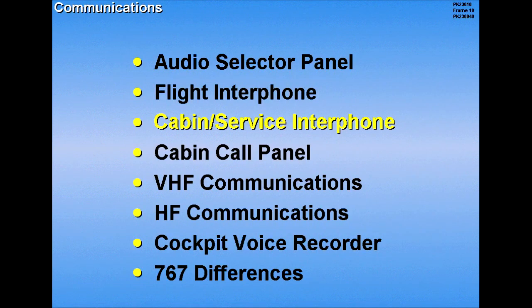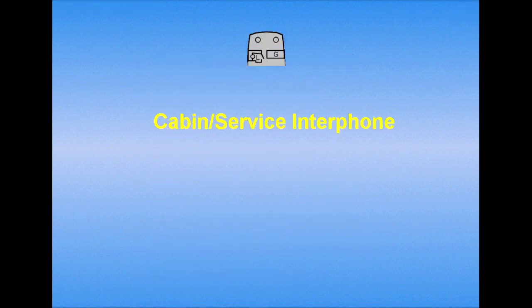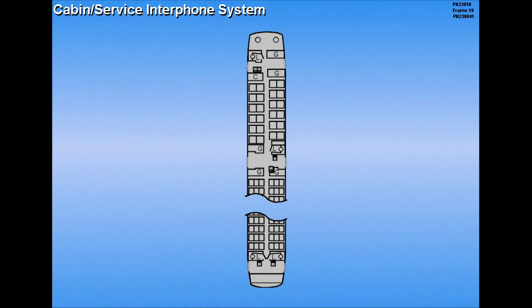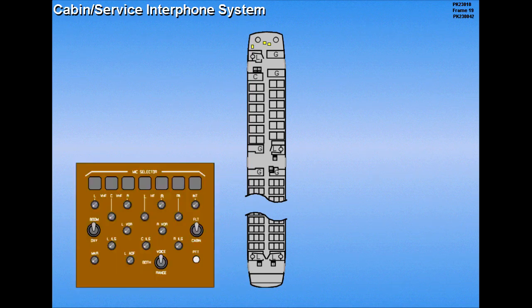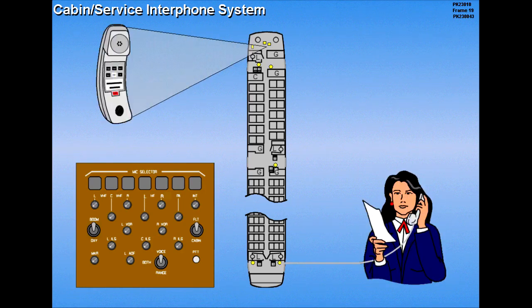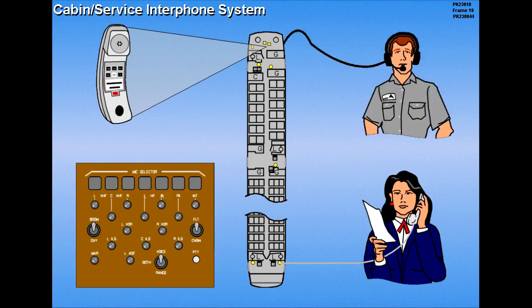Now let's look at the cabin service interphone system. The cabin service interphone is a party line type network that connects all stations in the airplane. These stations include all audio selector panels, the handsets in the cabin and the cockpit, and the service interphone jacks both inside and outside the aircraft.